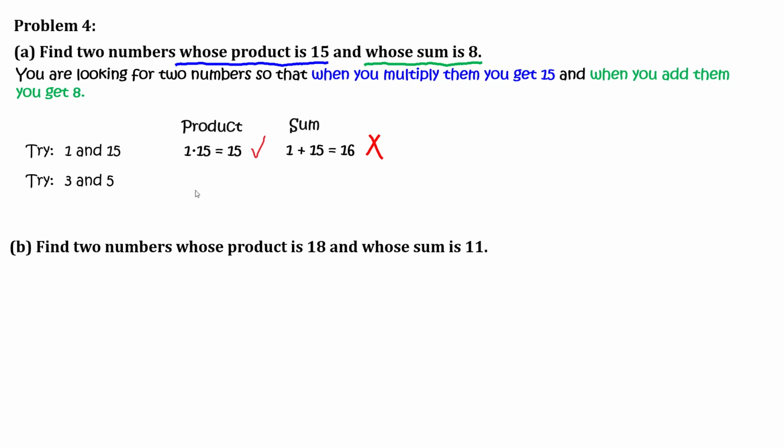Let's try 3 and 5. 3 times 5 is 15, so that checks. Now I'm going to check if their sum is 8. 3 plus 5 is 8, so that checks as well.